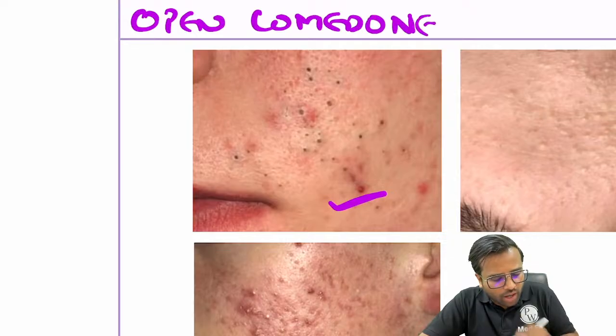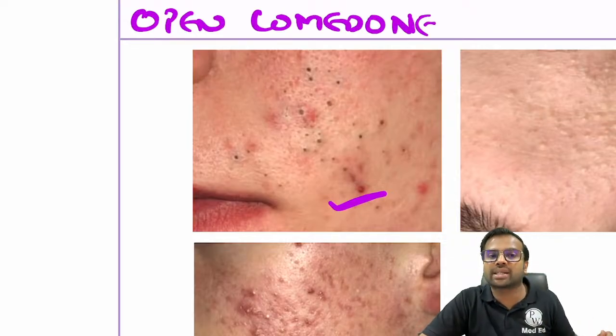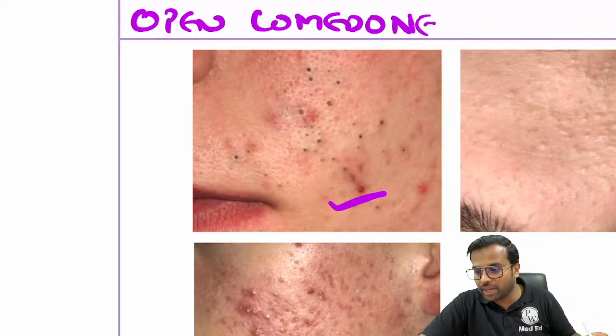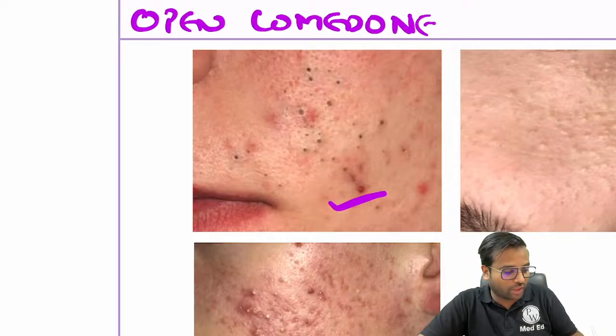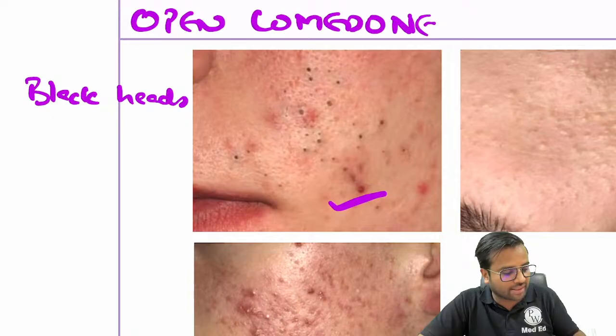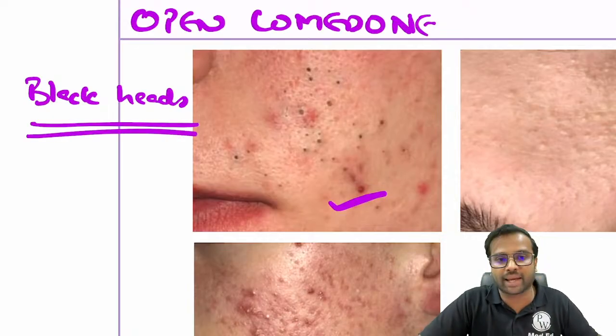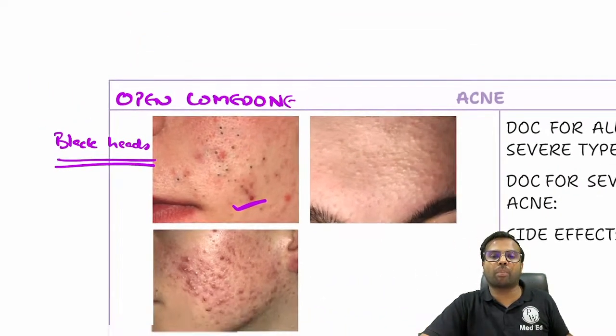And whenever a comedone is open, what is the color? The color is going to be black. Very good. That is why we also call it black heads, isn't it? So please remember, this is the open comedone.